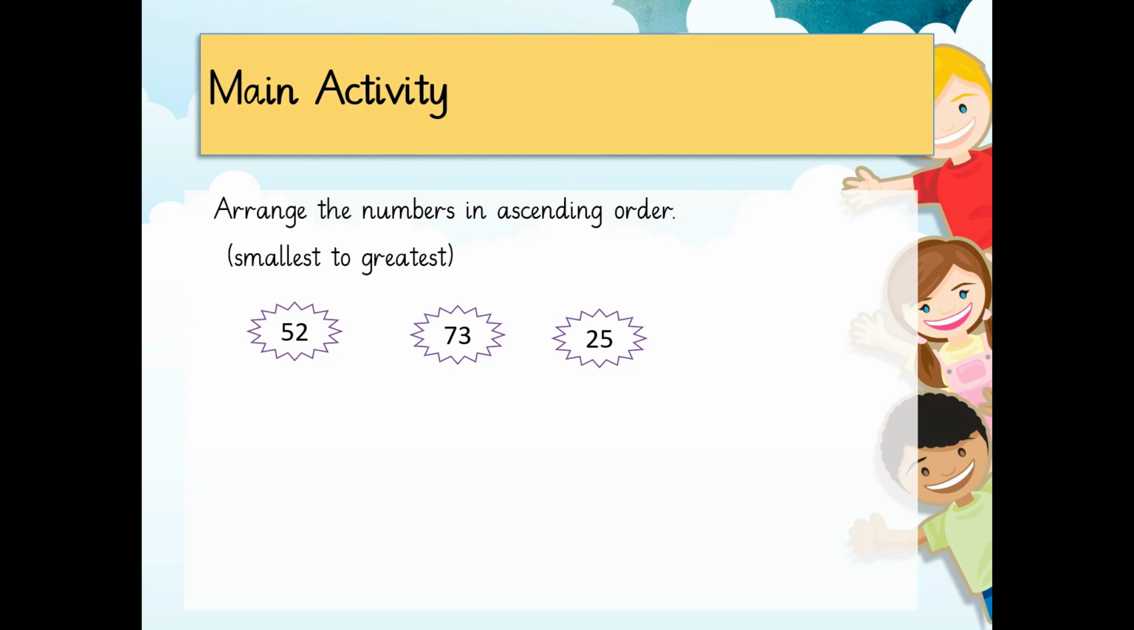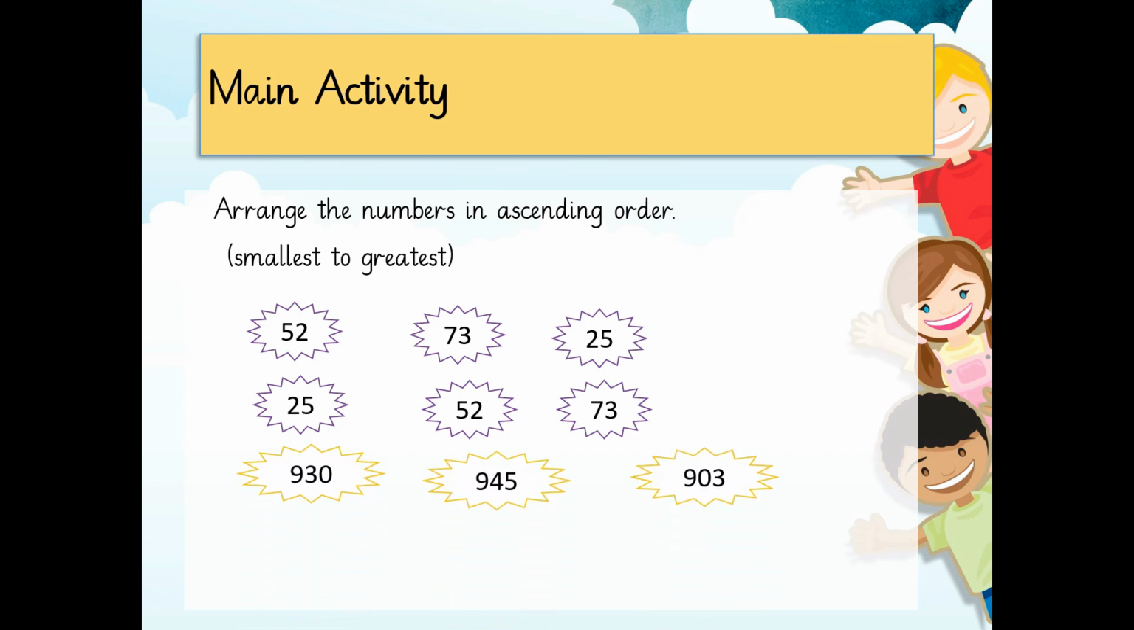We have 5 tens, 7 tens and 2 tens. Which is the smallest tens among these? Yes, 2 tens. So 25 is the smallest number. And the next highest to 25 is 52 because it's having 5 tens. And the highest number among these 3 is 73 because it is having highest tens, that is 7. In this way, we can write down the set of numbers in ascending order.